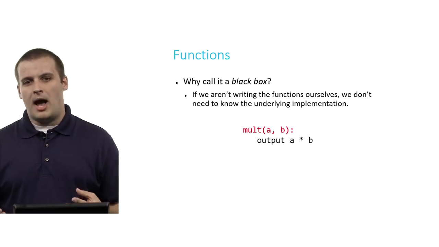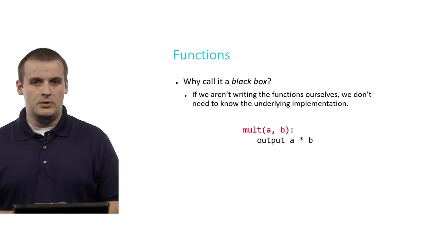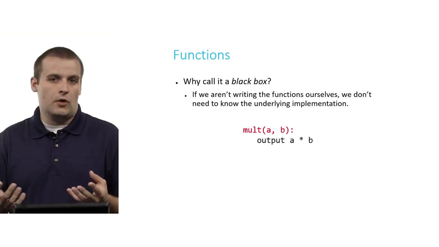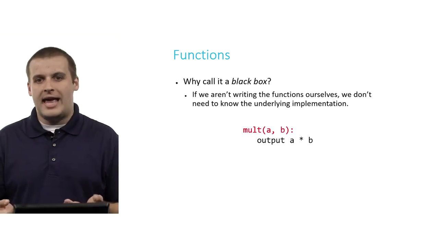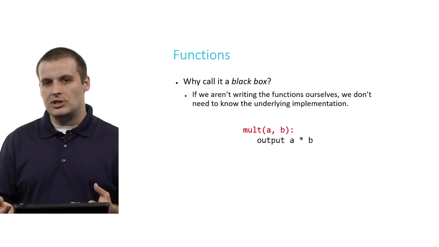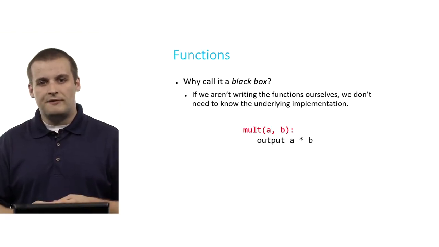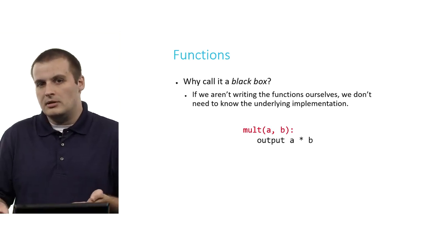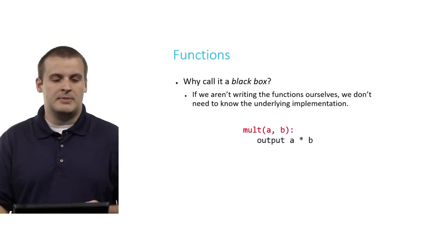Why do we call it a black box? Well, if we aren't writing the functions ourselves, which we've done quite a bit so far in CS50, we've seen printf, for example, which is a function that we didn't write ourselves, but we do use all the time. If we aren't writing the functions ourselves, we don't really need to know how it's actually implemented under the hood. So for example, the black box I just showed you for multiplication. mult(A, B) could be defined, and this is just some pseudocode, could be defined as output A times B. That makes sense, right? If we have a function called mult that takes 2 inputs, we would expect that the output would be the 2 inputs multiplied together, A times B.